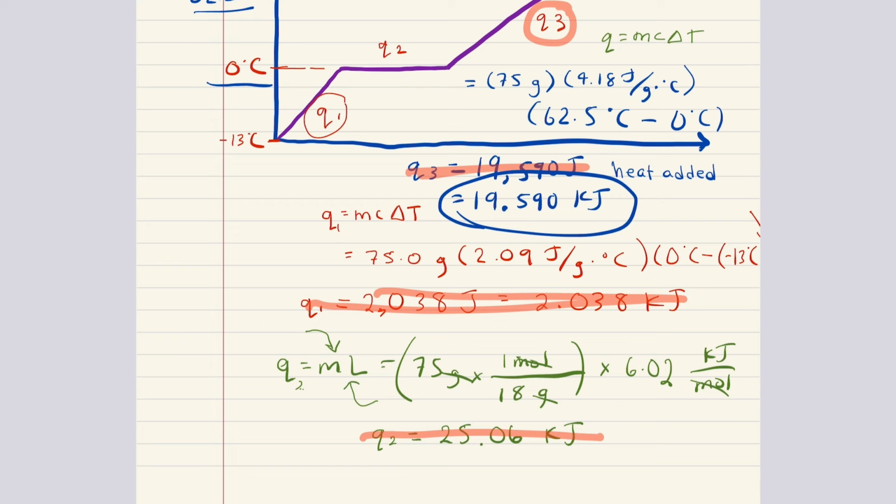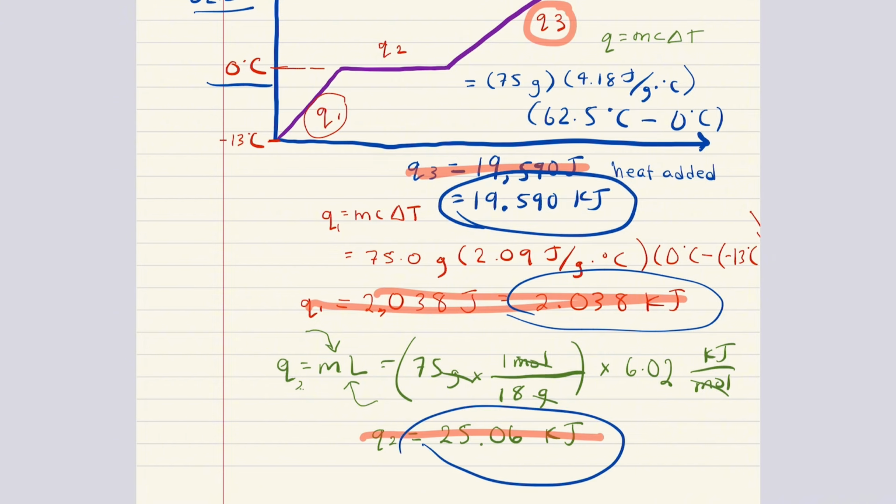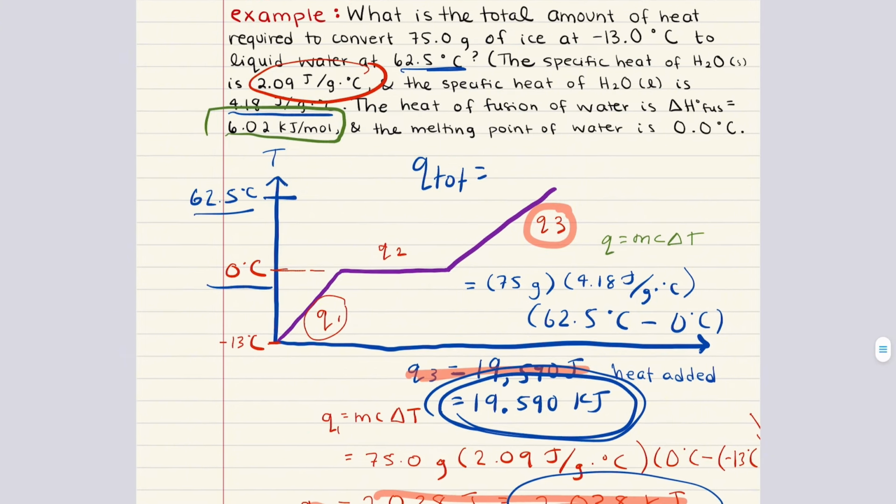All right, so we're going to add up Q1, which is 2.038 kilojoules, plus Q2, which is 25.06 kilojoules. And then we're going to add that with Q3, which is 19.590 kilojoules. And our total is 46.7 kilojoules. And there we have it. We answered this problem. Wonderful.